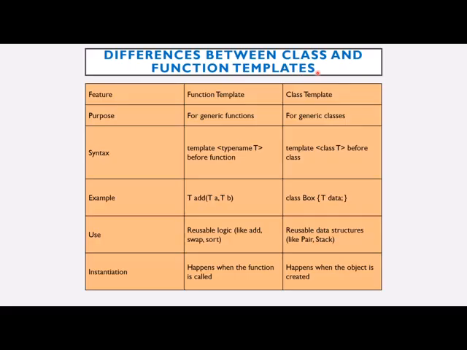Here are the differences between class and function templates. Function templates are used for generic functions and class templates are used for generic classes. Here is the syntax. We have typename T for function templates and class T for class templates. Here is the example for both of them. We have reusable logic in function templates. In class templates, we most likely use data structures. Instantiation happens when the function is called for function templates, and when the object is created for class templates.